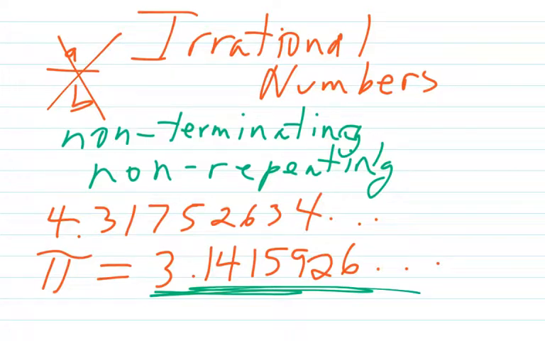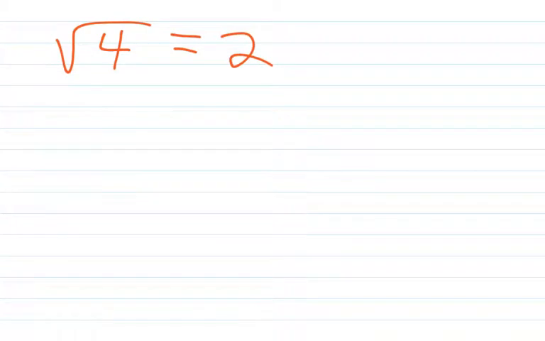And other irrational numbers: oftentimes, square roots of numbers are irrational. Not every square root of a positive number is irrational, though. For example, the square root of 4 is 2, right? That's actually not irrational, because it's rational. It stops, so it could be written as a fraction.